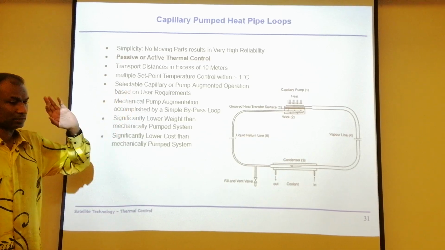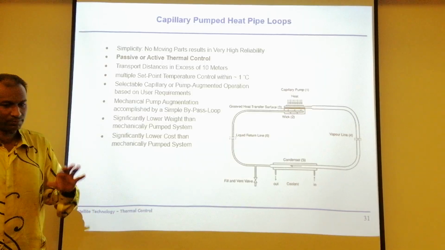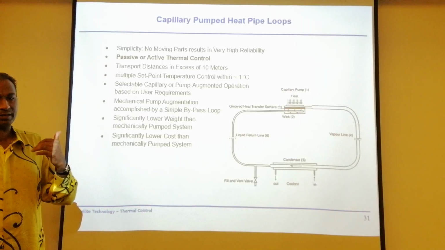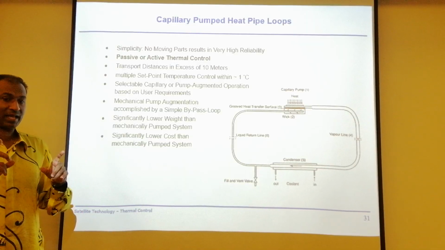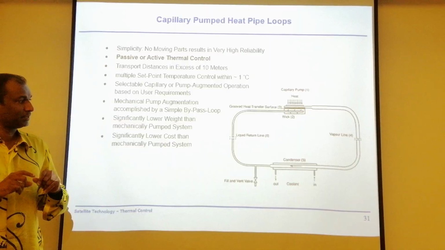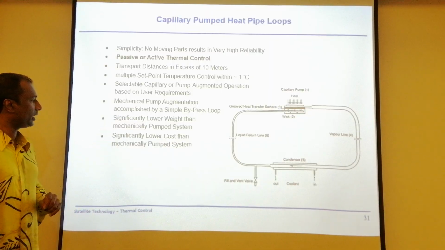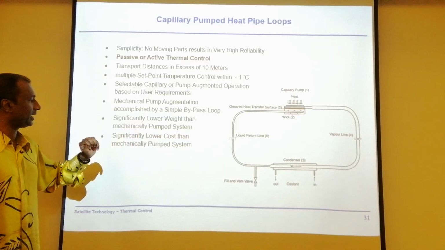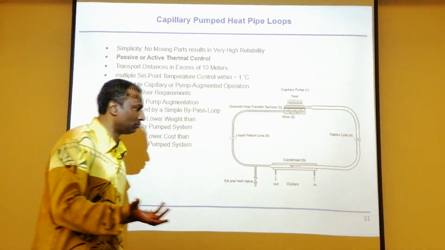But again, satellites avoid pumps. So we always have a single loop where you can have a flexible conductance, no problem. We can have a fixed conductance, no problem. But we will not actually have a pump. Lower weight basically, and mechanically pumped systems are also low cost. When you don't have the pump system, it's going to be low cost.